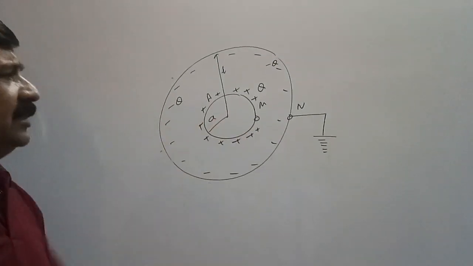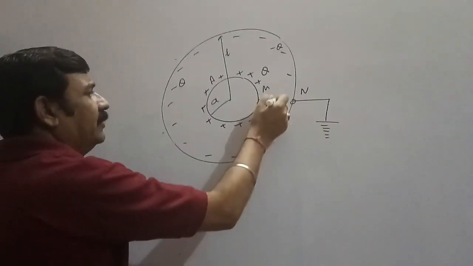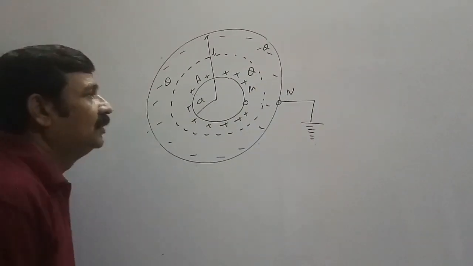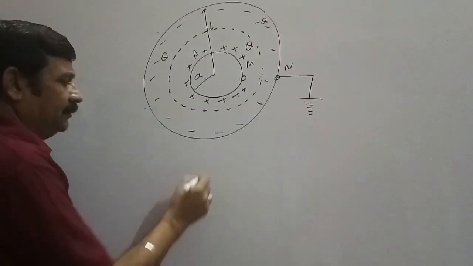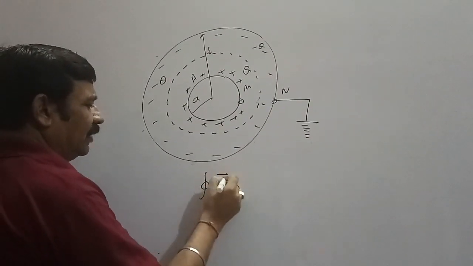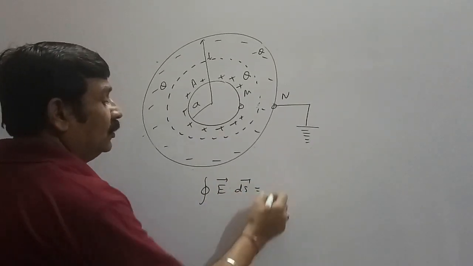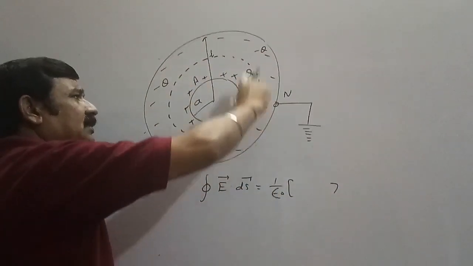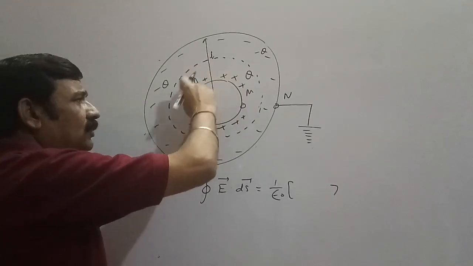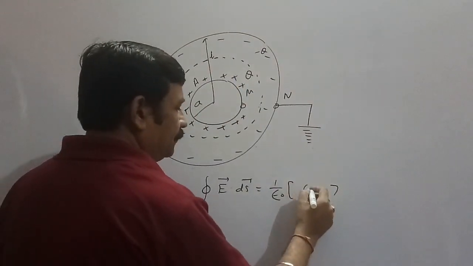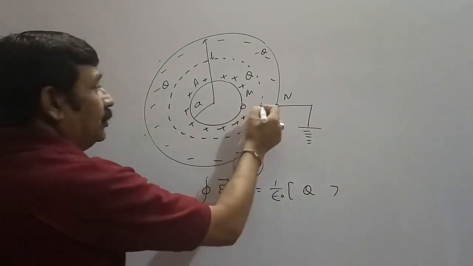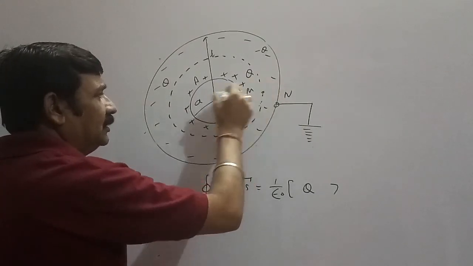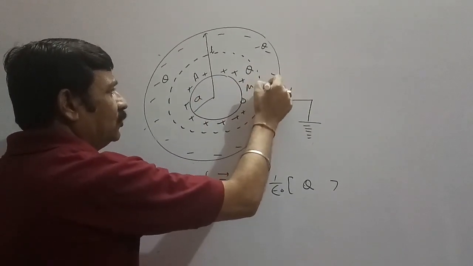We want to know the expression for the capacity. Let us take a Gaussian surface here. If you apply Gauss theorem here, the closed surface integral of electric field strength is equal to 1 by epsilon naught times the total charge enclosed by this Gaussian surface. This Gaussian surface encloses this sphere, which has charge plus Q. Now assume a point on this Gaussian surface and place a test charge; this test charge will be repelled outward and the area vector will also act in the same direction.